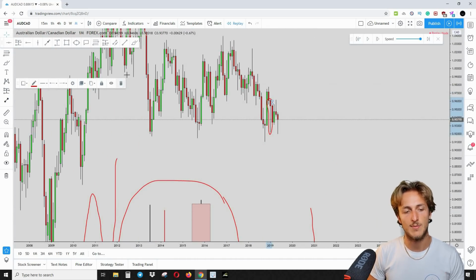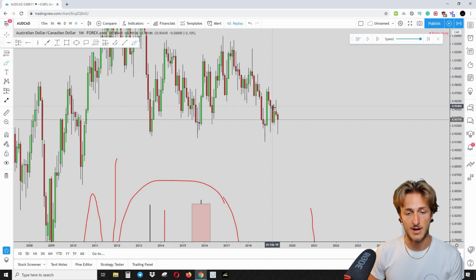And what happened with the next candle? Many people probably expected the next candle to make a push to the upside because they said, hey, the market actually here rejected all these prices, right?